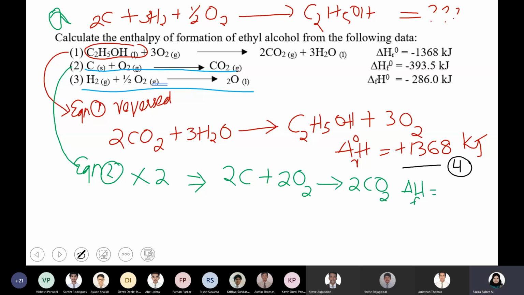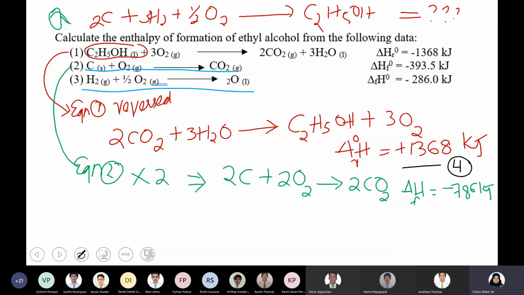So it will become negative 786 kilojoule. So all these changes are based on our equation, what you have to find out. First we reversed equation number 1, because you need the C2H5OH on the product side.